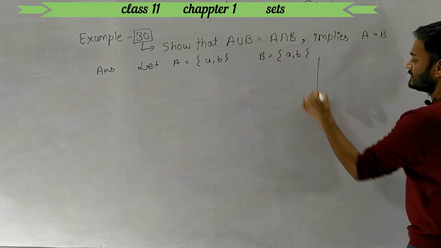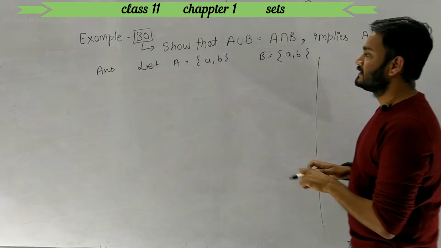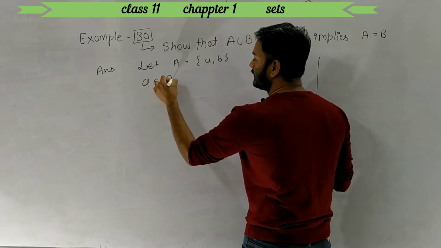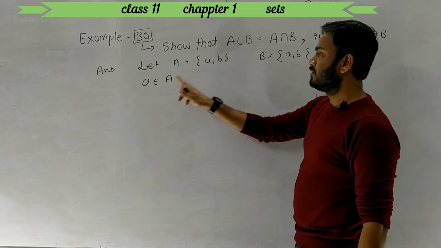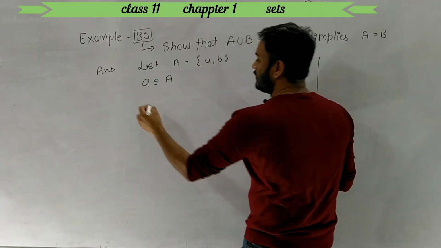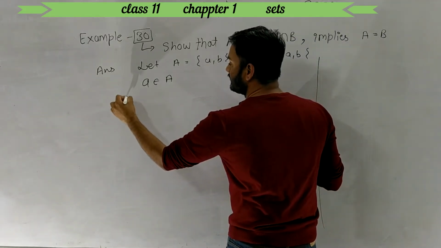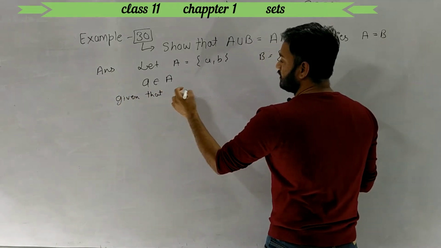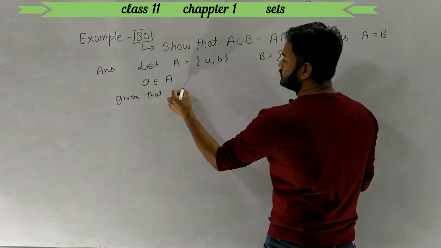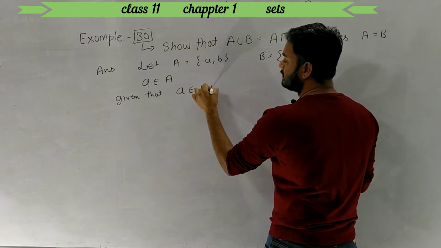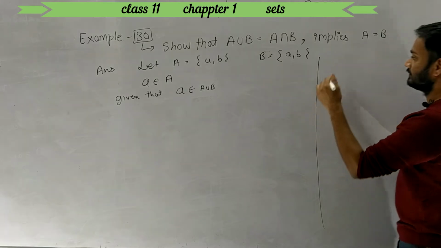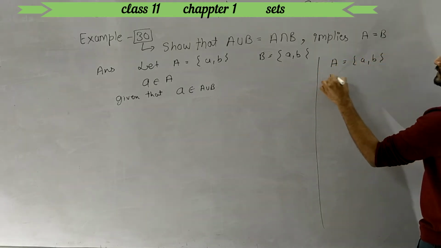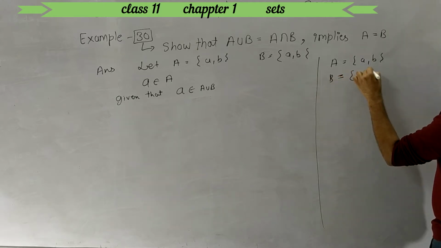Okay, if we let this, so what will we see? That small a belongs to capital A. Okay, so it is given that A union B, so a also belongs to A union B. How? Let us see here. A is a set of a, b and B is a set having elements a, b.